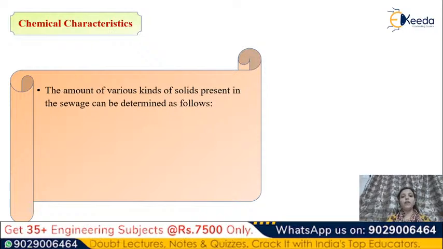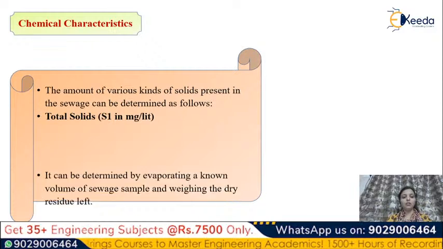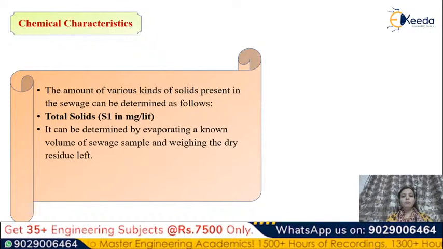The amount of various kinds of solids present in the sewage can be determined by the following methods. First is the total solids. How are we determining the total solids present in that particular sewage? It is represented by the term S1, in milligram per liter. It can be determined by evaporating a known volume of sewage sample and weighing the dry residue left.